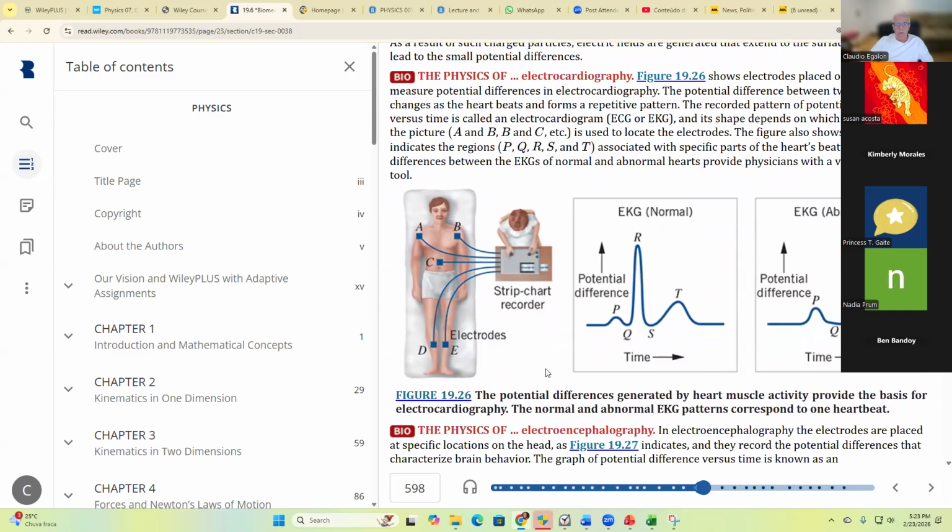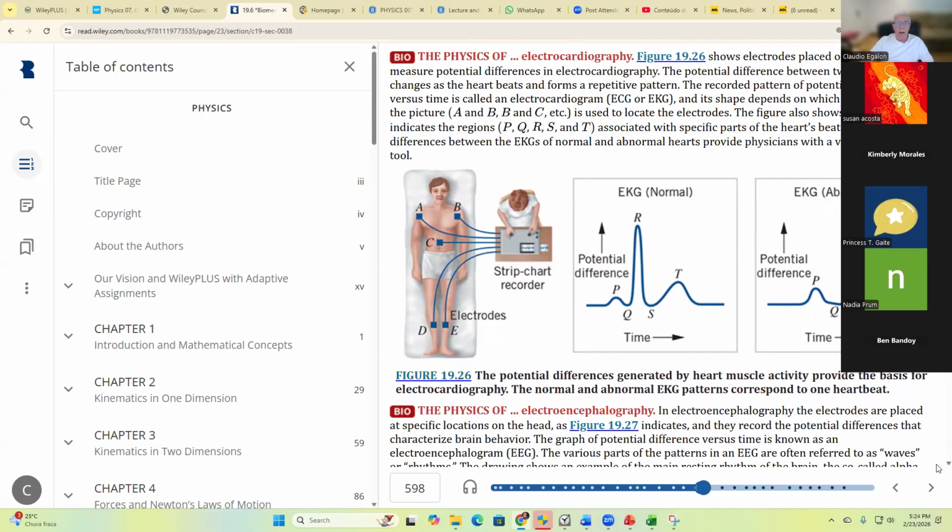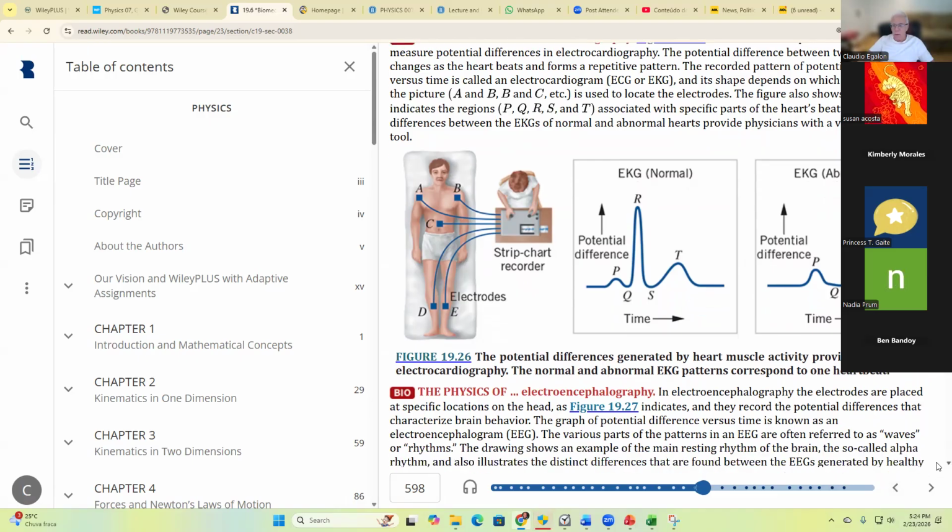Here we have a strip chart. We are measuring electric potential between points in the human body. The potential difference generated by the heart muscle activity provides the basis for electrocardiography. The normal and abnormal EKG patterns correspond to one heartbeat. That's the normal heartbeat, and that's an abnormal one. An electrocardiogram is just like a multimeter that measures electric potential, and then you have to interpret the signals that you receive.